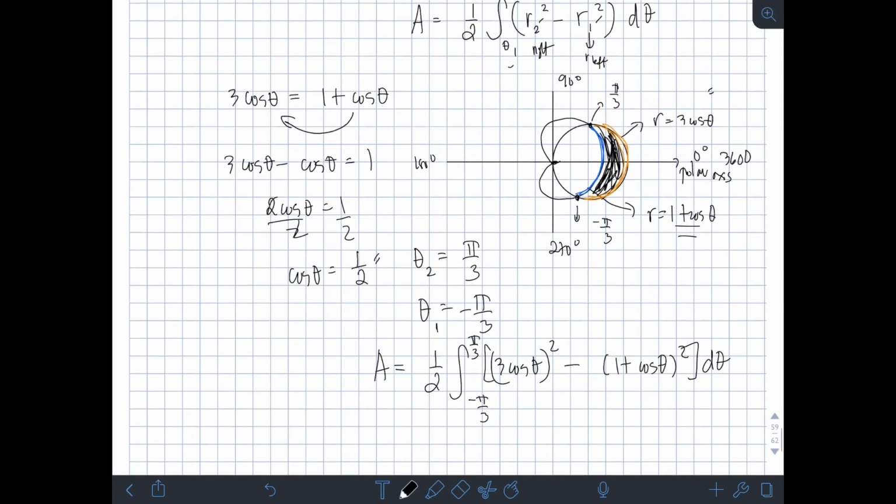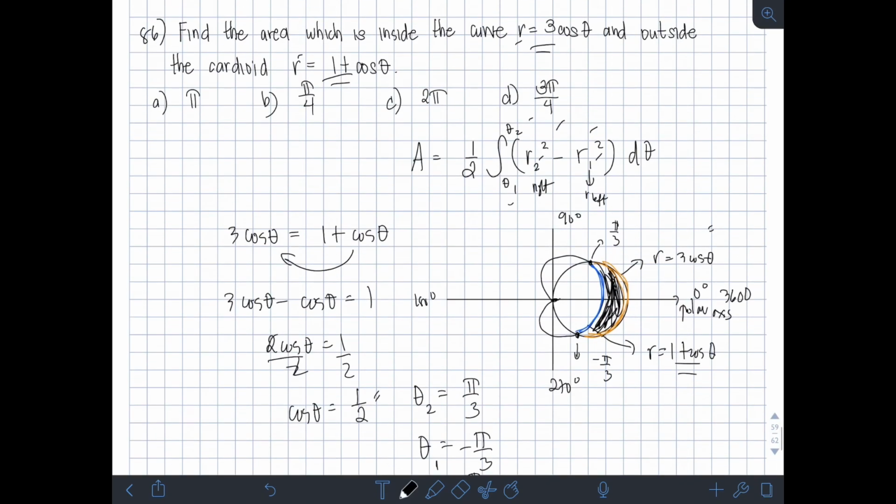So, pwede nyo na itong i-input sa calcu para makuha nyo yung area. Gawin nyo lang yung theta is x. Okay? So, dapat in radian mode din kayo. So, pag sinolve nyo sa calcu to, ang makukuha nating area is simply pi. Okay? So, therefore, the answer is letter A.